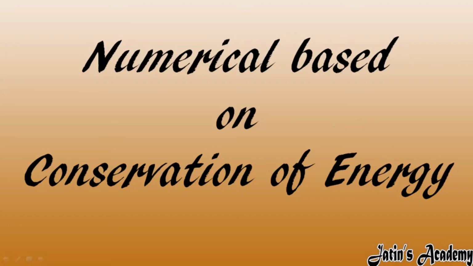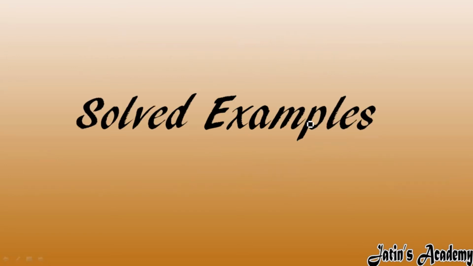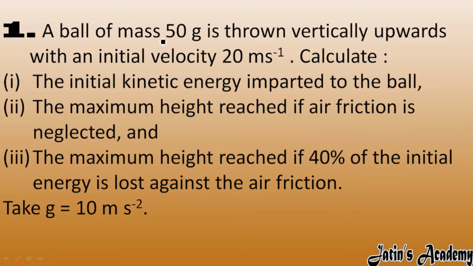Now we are going to start the numericals based on conservation of energy. Now let's start the solved examples. First example: a ball of mass 50 gram is thrown vertically upwards with an initial velocity of 20 meter per second. Calculate the initial kinetic energy imparted to the ball. Next, the maximum height reached if air friction is neglected. Third, calculate the maximum height reached if 40% of the initial energy is lost against friction. Take g value as 10 meter per second square.